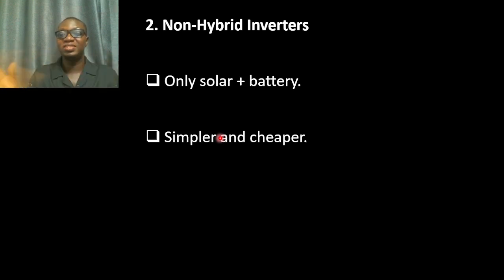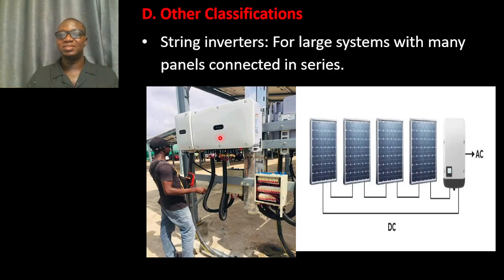They don't need anything to be connected because there is no vacancy for any other thing to be connected inside. So we have other classifications of inverters also, which we can call the string inverters. The first one is the string inverters. For large systems, these string inverters are majorly used for industrial systems. Like this picture here is a string inverter.